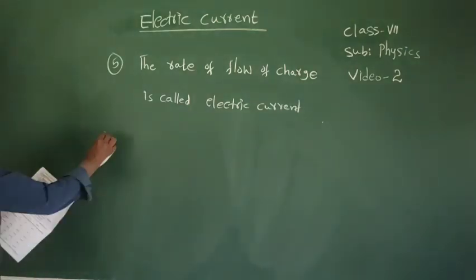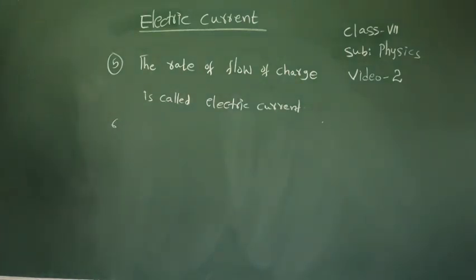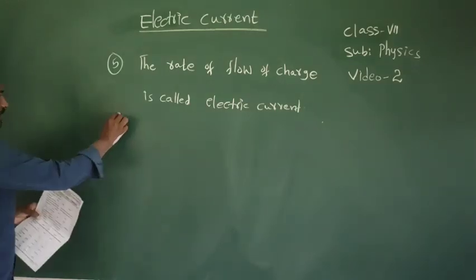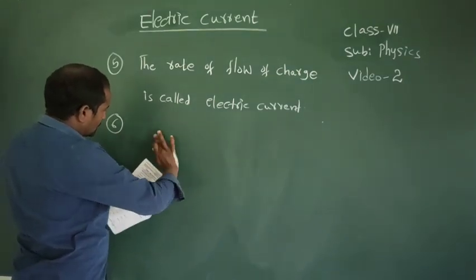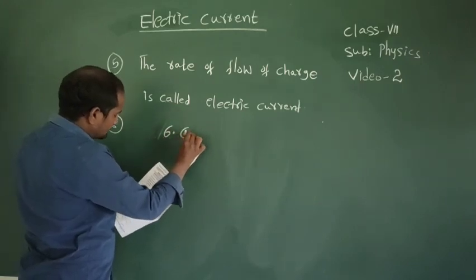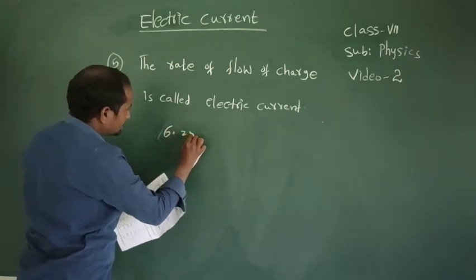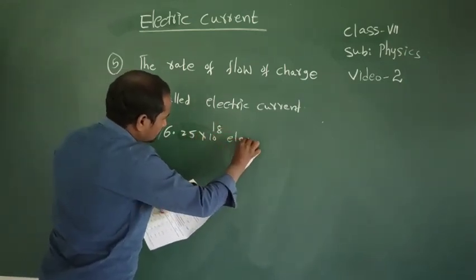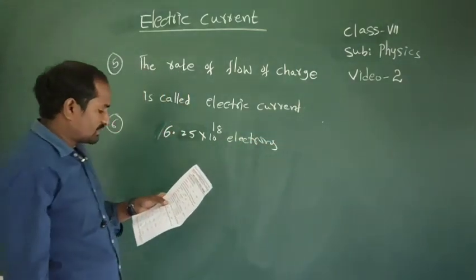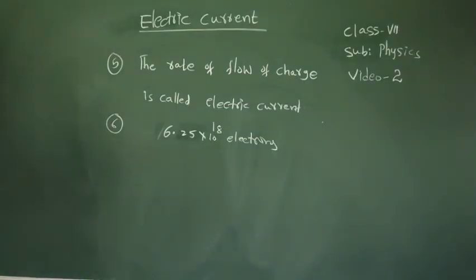Okay, next one, sixth one. A body is said to have 1 coulomb charge if it has an excess or deficit of dash electrons. That equal to how much? That equal to 6.25 into 10 power 18 electrons.